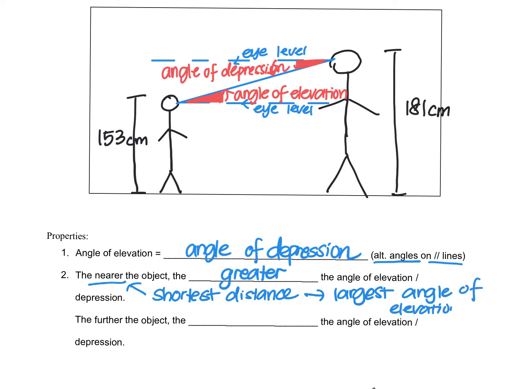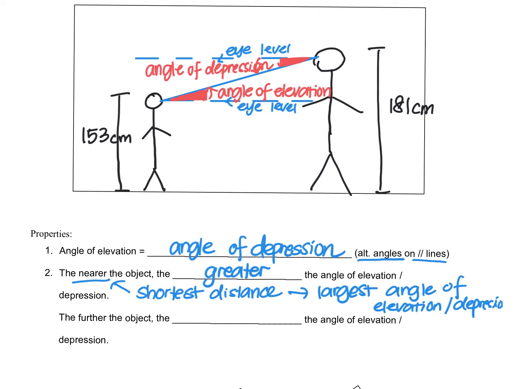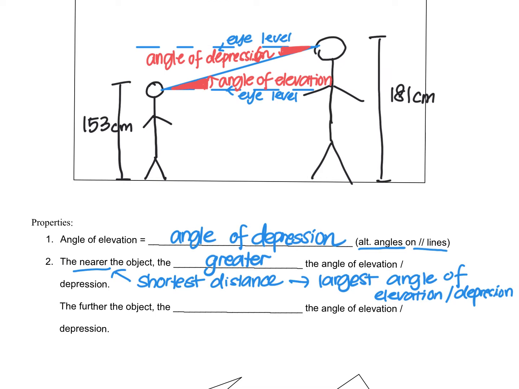I'm trying to relate to the worksheet that you need to do, the questions that you need to solve already. So when the object is nearer, it's technically the shortest distance, and that will give you the largest angle of elevation or depression. Of course, the further the object, the smaller the angle of elevation and depression.